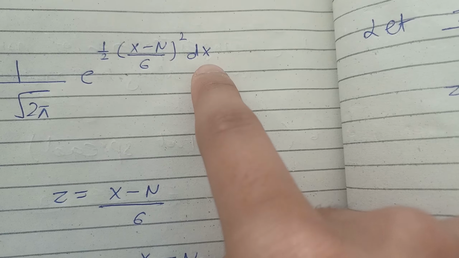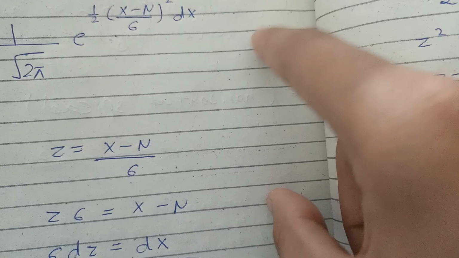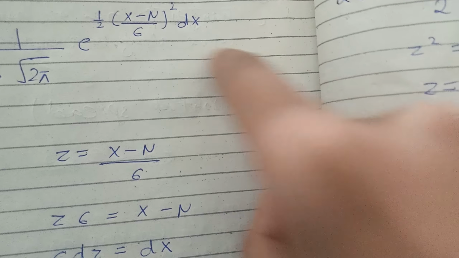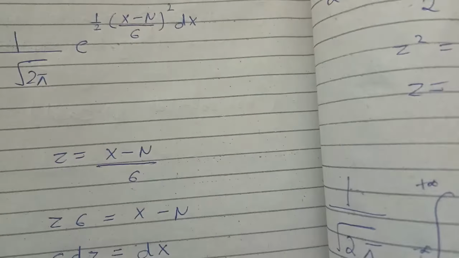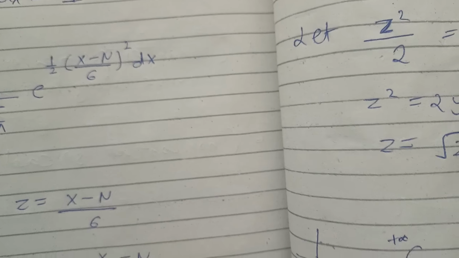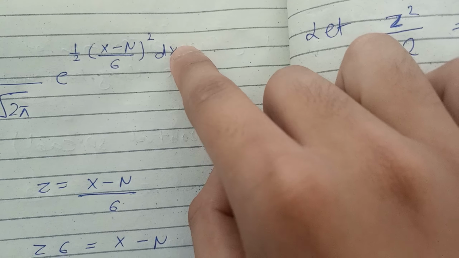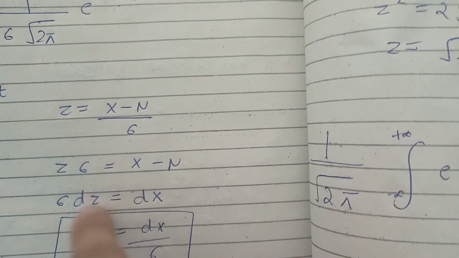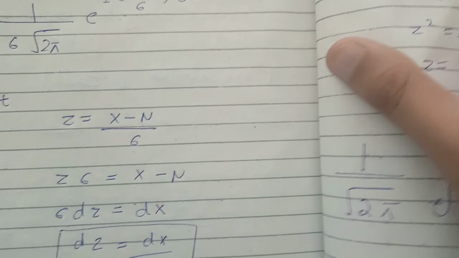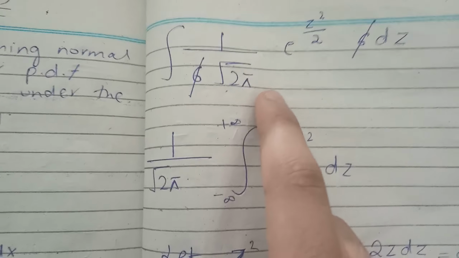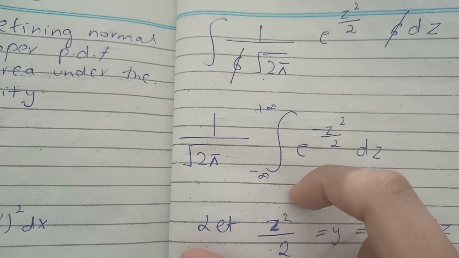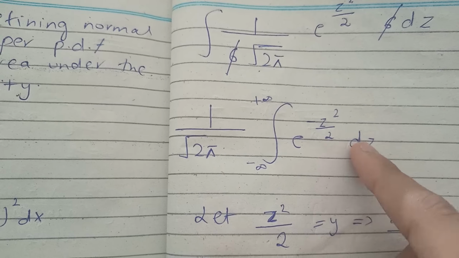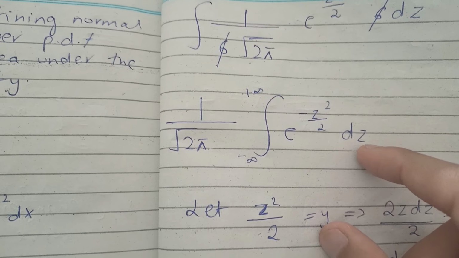Okay, and it's dx here, so we're going to write z squared dx, and this 2 will be written as 2 here. As we do this, what is dx here? We had dx is equal to sigma dz. So we're going to put all these values in here. Sigma will be cancelled, and e to the z squared by 2 with dz is left.